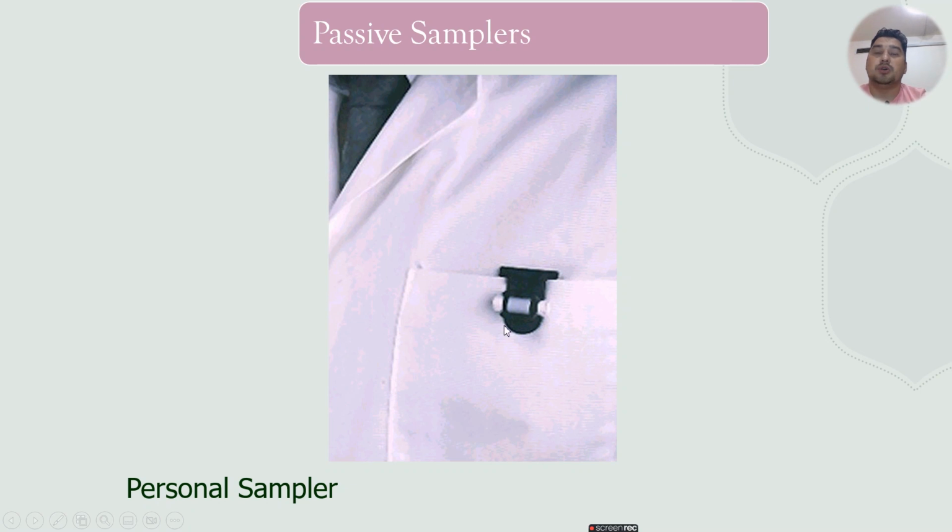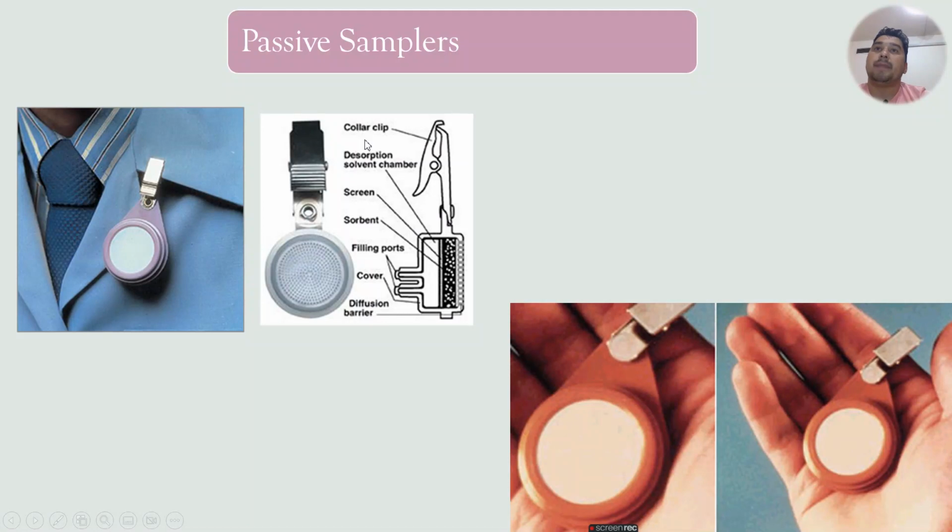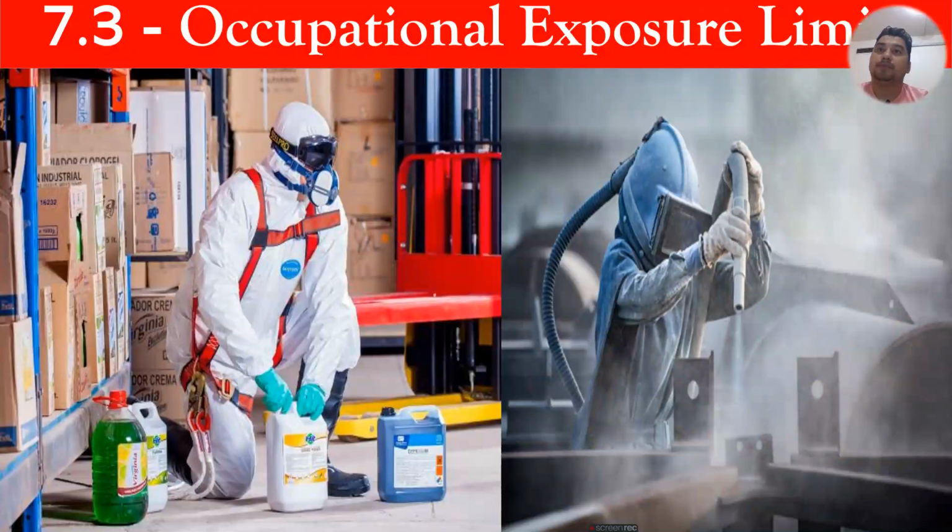Passive samplers. This is the way we use a personal sampler. This is the collar clip. You have to put this clip on the collar of the person who is exposed to any hazardous substance. Then this option, the solvent chamber. There is the chamber, then we have the solvent. Then these are the filling ports. There is the cover and diffuser barrier. So these are the passive samplers that can be used to check the exposure.